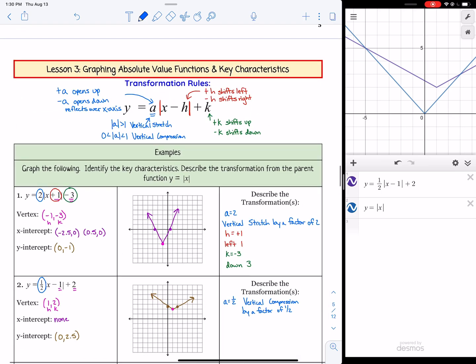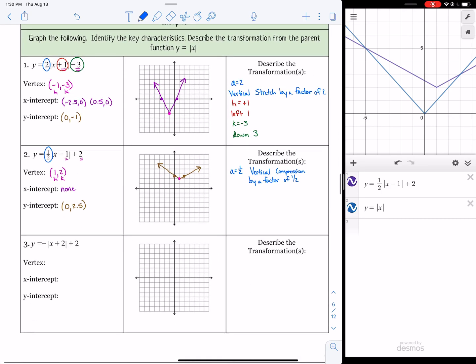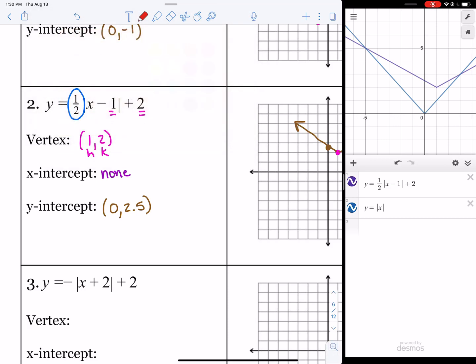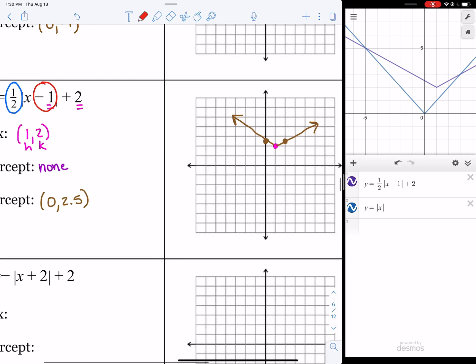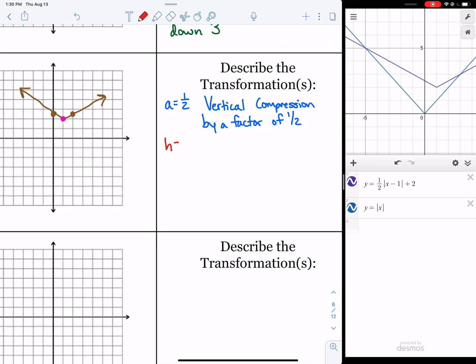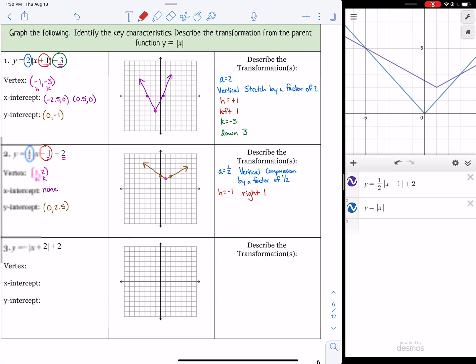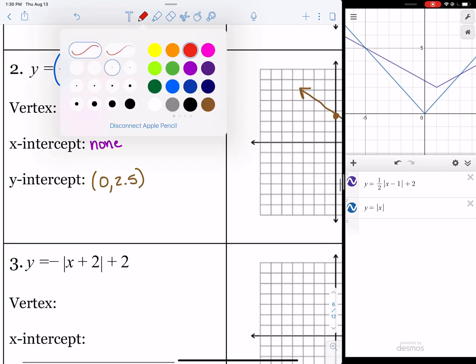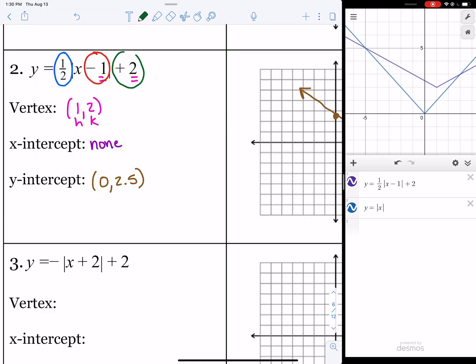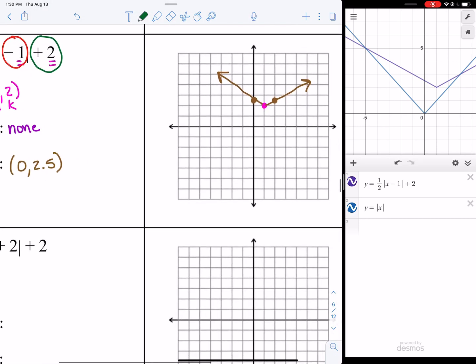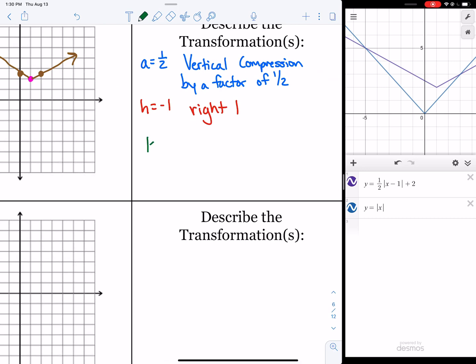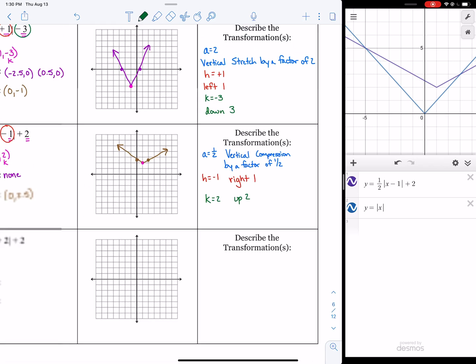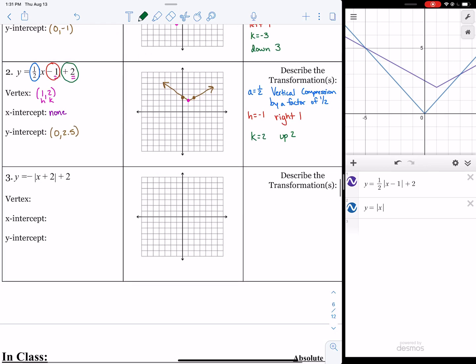Okay, so let's look at H. H is shifting left or right. That's our left or right. So H is -1. Remember, it kind of does the opposite of what you think. So if H equals -1, it's actually going to shift our graph right 1 unit. And then K is the number out back, usually. Just outside, it's being added or subtracted. So K is equal to 2. And it makes our graph go up 2 because it was +2. So that's it for number 2.